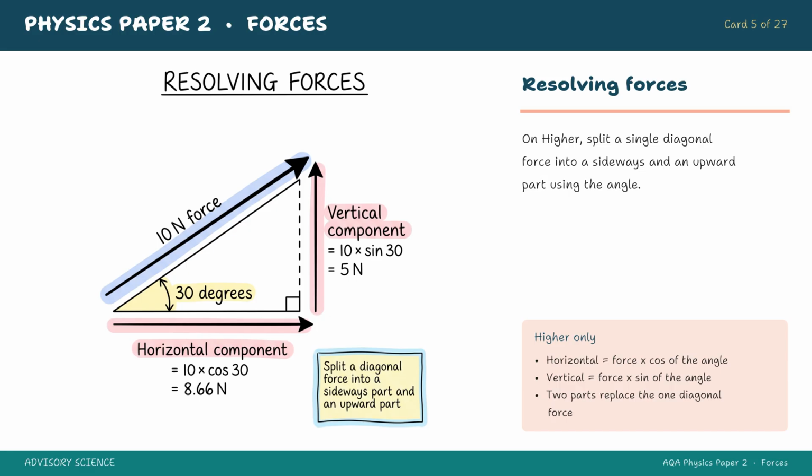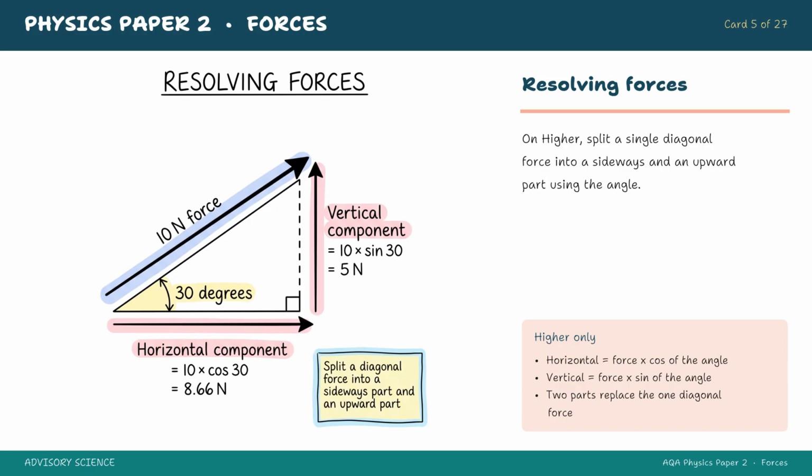For example, if you have a 10 newton force at 30 degrees, we find the sideways part by doing 10 times cosine of 30. On your calculator, press 10, multiply cos 30, and you get about 8.66 newtons. For the upward part, do 10 times sine of 30. Press 10, multiply sine 30, and you get 5 newtons. And that's how you break a diagonal force into neat, simple parts.